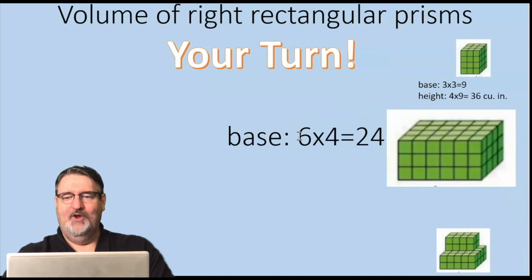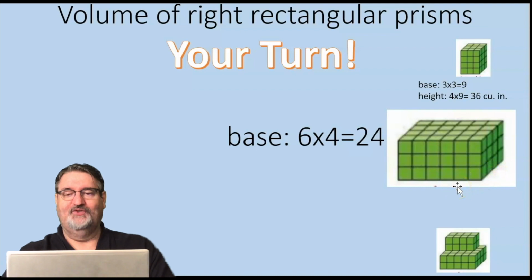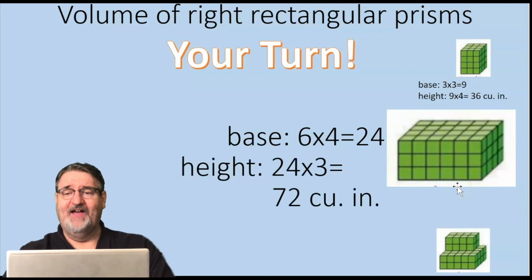On this one, we have a base of 6. And on this, the length right here is 6. And the width is 4. So 6 times 4 is 24. We have the height of 3, so 24 times 3 is 72 cubic inches.